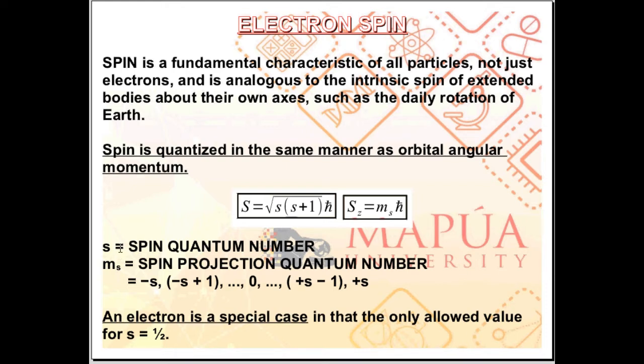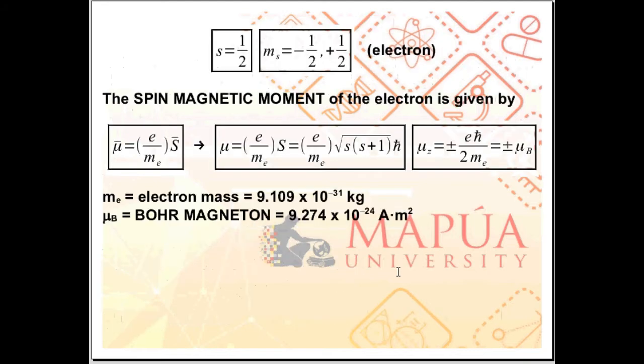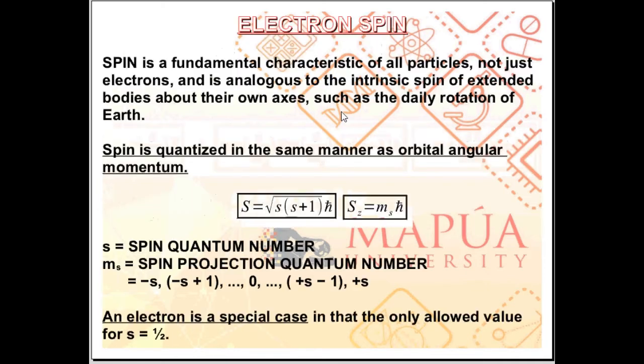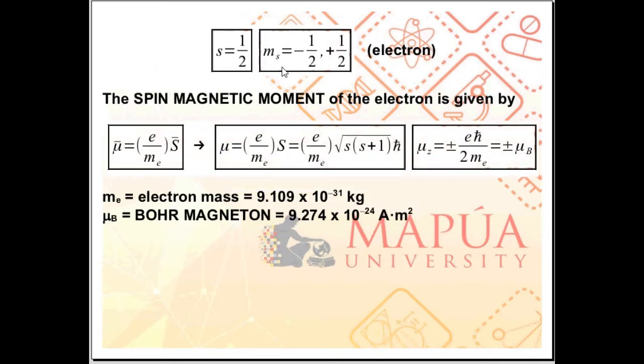Small s, the spin quantum number, will depend upon the particle concerned. An electron has only one allowed value for s, and that's 1/2. The electron is considered as a special case. As such, for an electron, s is 1/2. That means there are only two allowed values for m_s, negative 1/2 and positive 1/2. m_s is equal to negative s, so negative 1/2, and then negative s plus 1, that's positive 1/2, which is positive s. There's no zero value for m_s for the electron. There are only two values for m_s, negative 1/2 and positive 1/2.